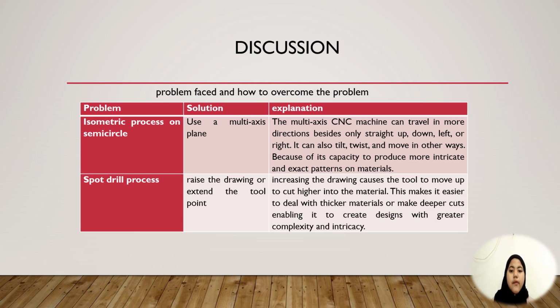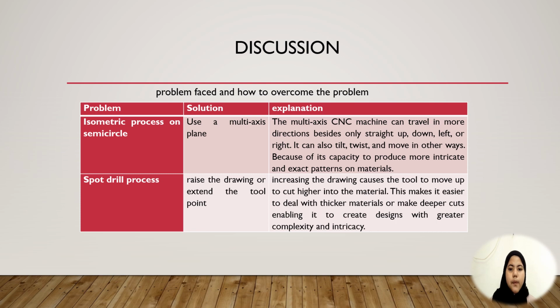So for the discussion, we cover the problems that we faced when doing machining and how to overcome them. The first problem is we cannot do the isoparametric process on the semi-circles of our product. This is because of the limitation of the machine. So the solution that we suggest is to use a multi-axis plane. We suggest this solution because when we use a multi-axis plane, the direction of the tool can come straight up, down, and also left and right, or in other words, it can come from many directions, not only one direction.